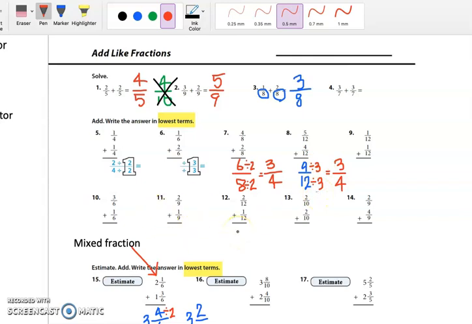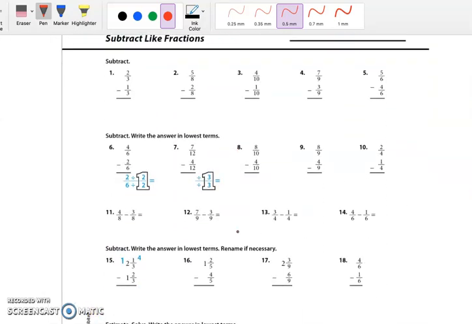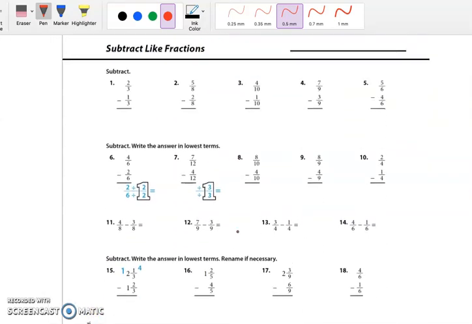So now we know how to do additions. Let's move down to subtraction. Subtraction is exactly the same, just the other way around. For number 1, the first thing that we need to check is that they have the same denominator, and it has the same denominator of 3. So I'm going to keep my 3 here, and now I'm going to take away 1 from 2, which is 1.